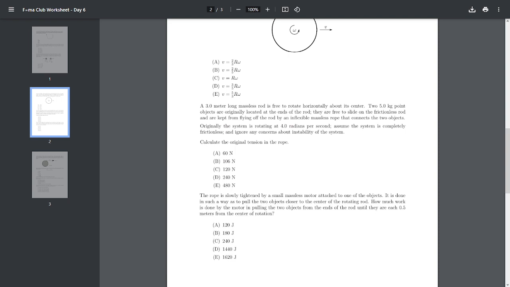Originally, the system is rotating about 4 radians per second, so that's our angular speed. Assume the system is completely frictionless and ignore any concerns about instability. Calculate the original tension of the rope.